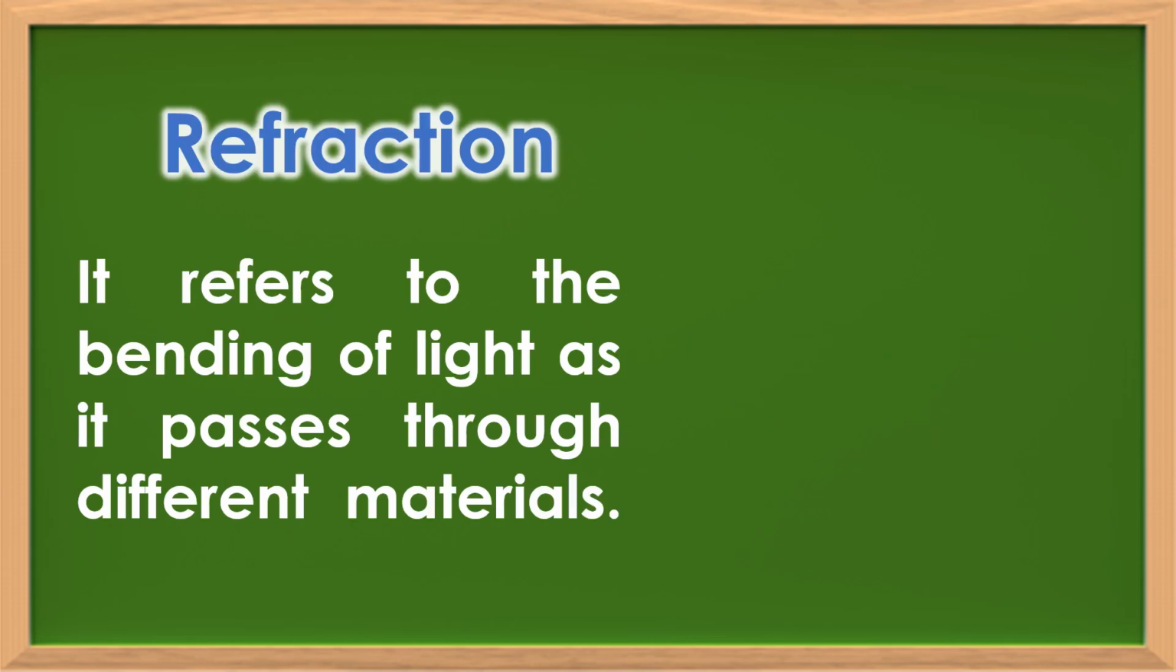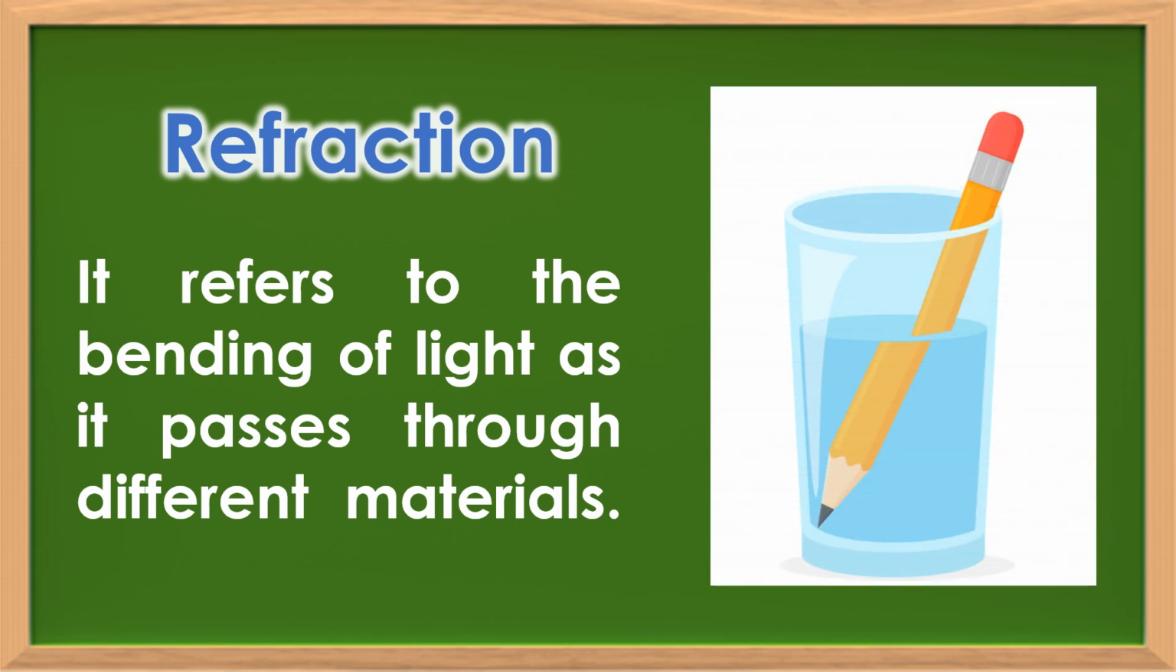Refraction. It refers to the bending of light as it passes through different materials. For example, the pencil in the glass of water appears bent because of the different parts of the materials that interact with light. Light moves faster in air than in water. When light travels from air to water, its speed decreases. A medium is optically dense if it slows down the speed of light. This is why the pencil looks bent.